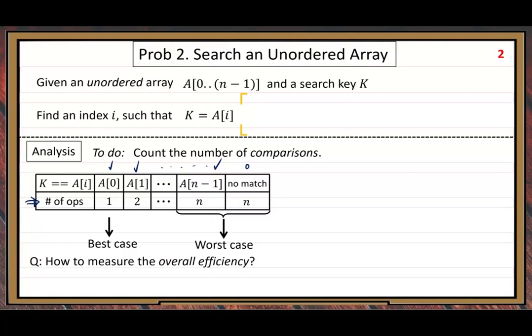So you can guess the appropriate way for the overall efficiency. It should be some number between the best case and the worst case. But what number is the best one to describe the overall efficiency? That's an important question we want to study in this section, the overall efficiency.